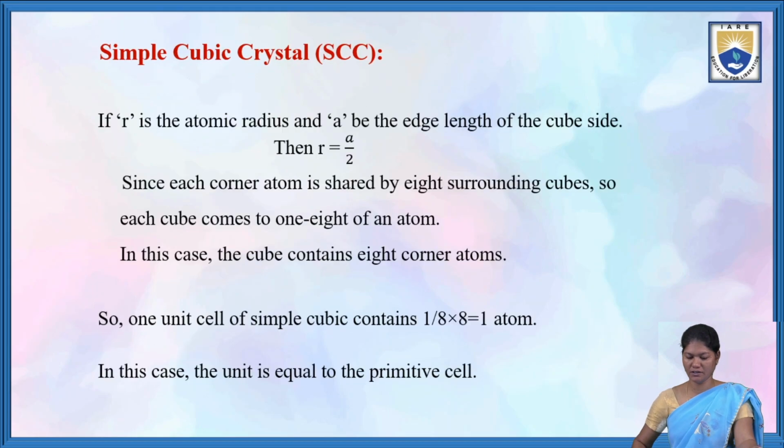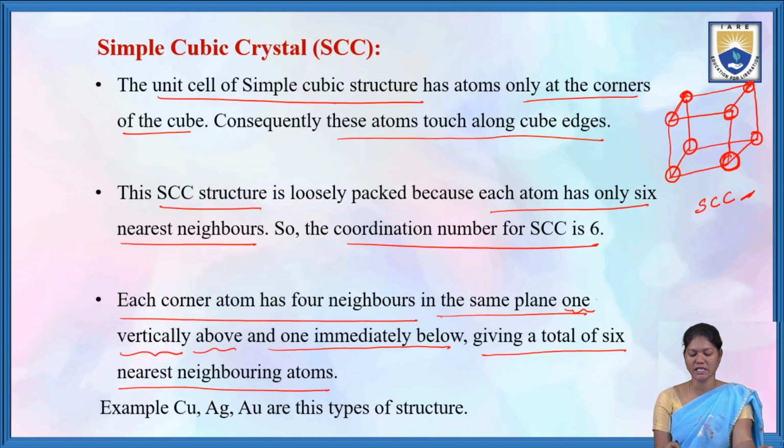That's why each corner atom has 4 neighbors in the same plane. One is vertically above and one immediately below, giving a total of 6 nearest neighboring atoms. We can take an example for this simple cubic crystal structure: copper, Argentina are the best examples for this type of crystal structure.